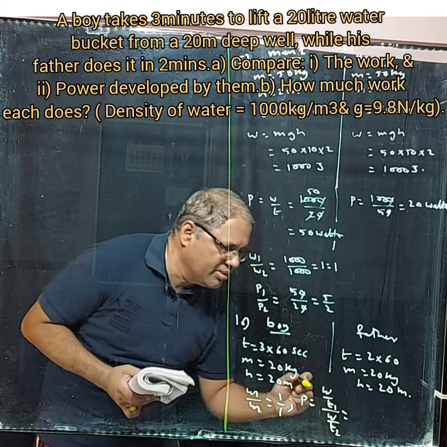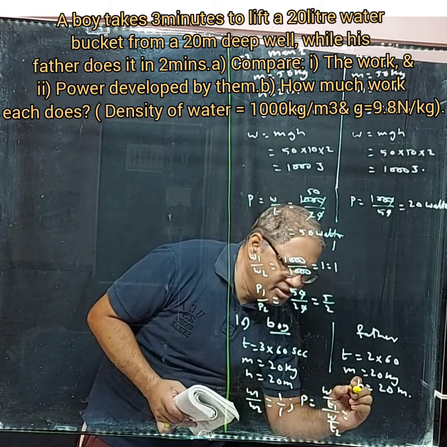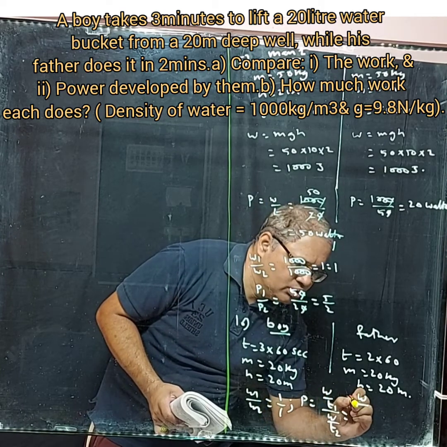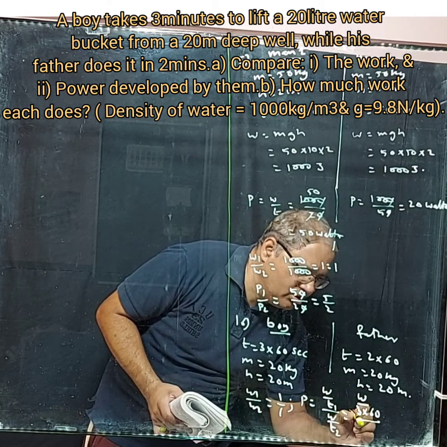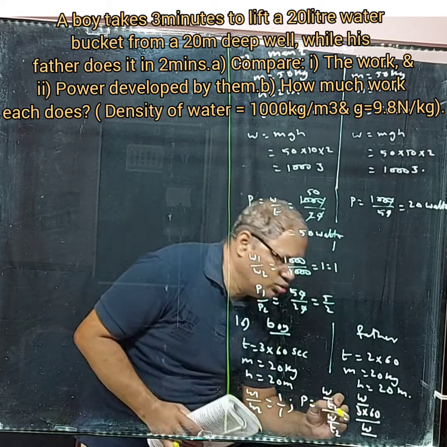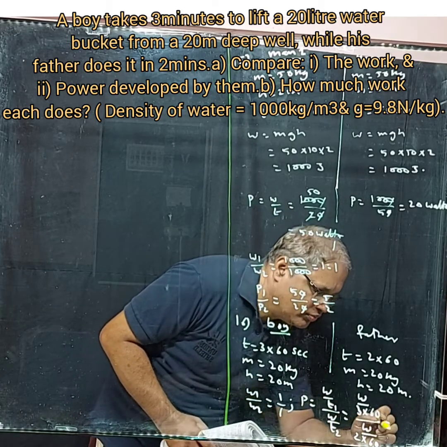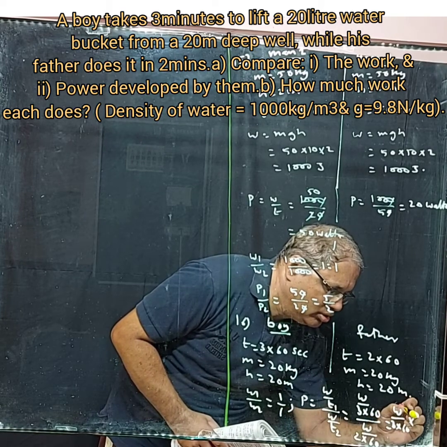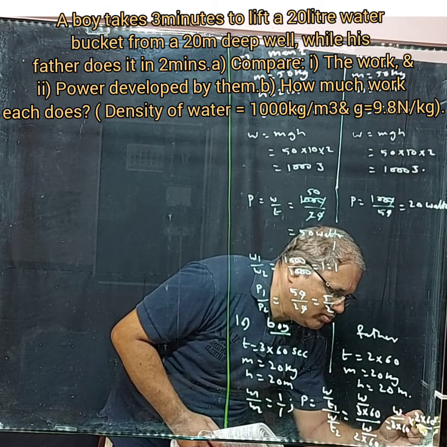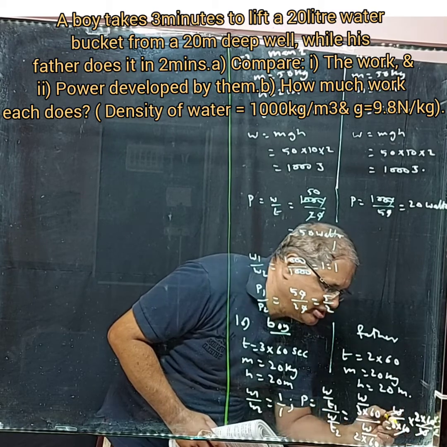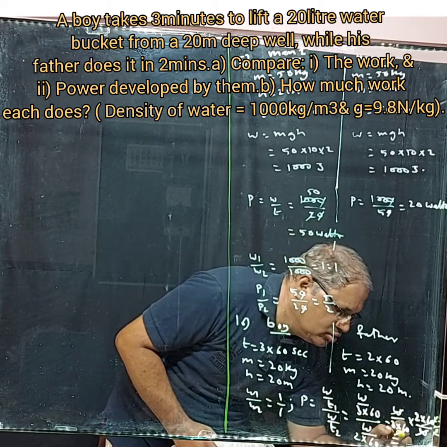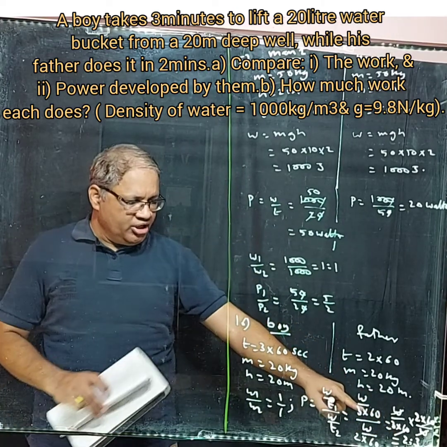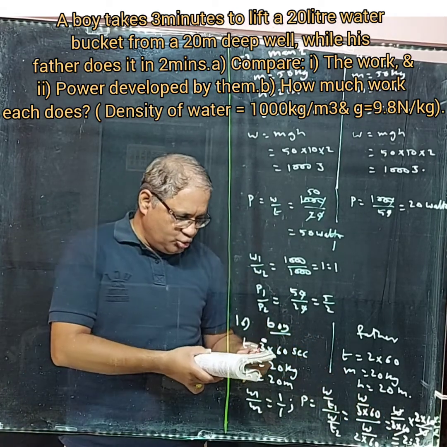Work is the same but time is different. The father does it faster. Time is 3 into 60 over here, and time is 2 into 60. So W upon 3 into 60 into 2 into 60 upon W. W gets cancelled, 60 gets cancelled. So it is 2:3. So the answer, ratio of the power, is 2:3.